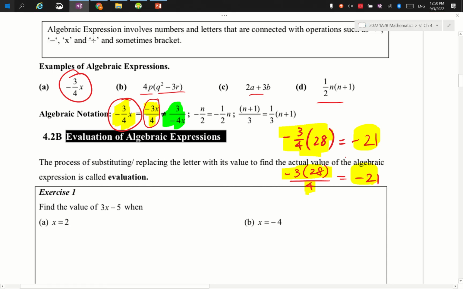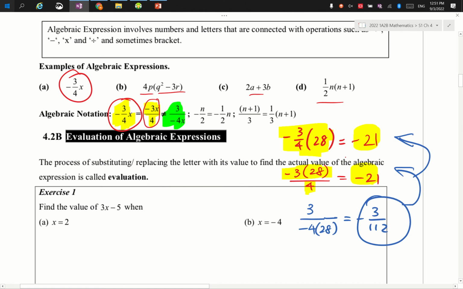With our same example over here, we were trying all these cases, right? So let's try 3 over negative 4 times 28. This will give me something else altogether. 3 divided by 4, 28. Negative 3 over 112. Now clearly, these are not the same, right? So here I have just proven to you that you have to be careful with the way you write your fractions. Where should the numerator be? What should the numerator be? What should the denominator be?